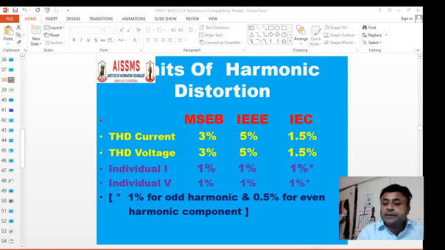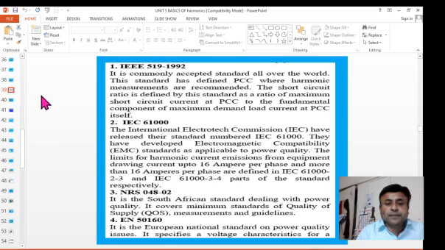So today we'll study the different standards about harmonics and their features. IEEE 519 1992 is a very important standard so far as harmonics are concerned. They have mentioned that it is a commonly accepted standard all over the world.